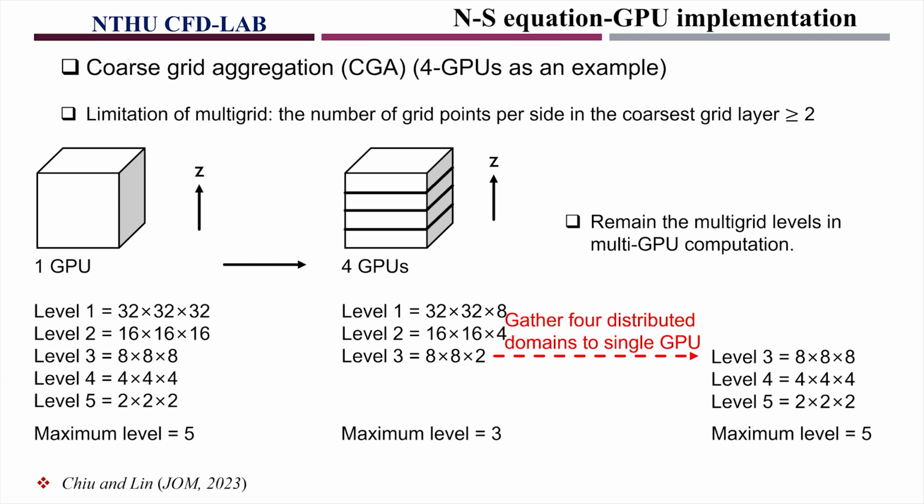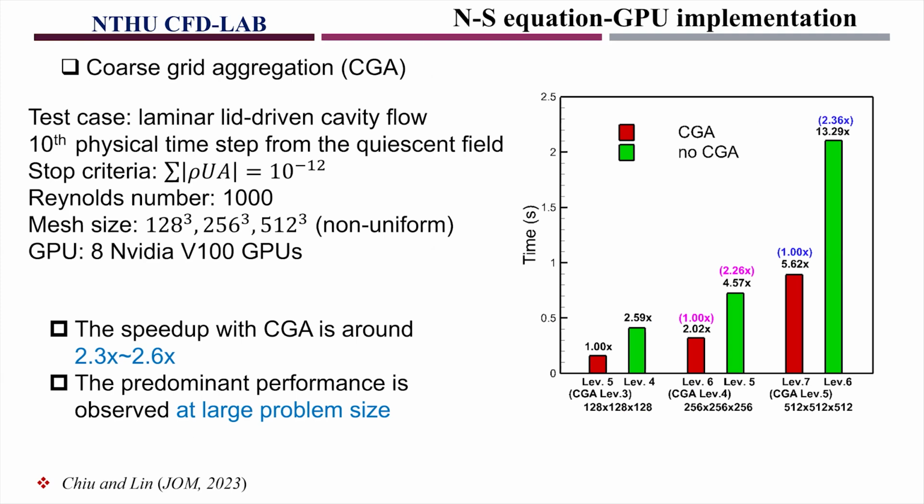However, from this on, you don't have parallel efficiency anymore because all the GPUs are doing the same thing at the same time. But nonetheless, the efficiency you gain by increasing the level is actually much better than the degradation of the parallel efficiency. So now this is the test case. It's a laminar lid-driven cavity flow at 10 physical time steps from a quiescent field. And you can see that at different grid sizes, because of the CGA, coarse grid aggregation, we can get about 2.6 times speed up.